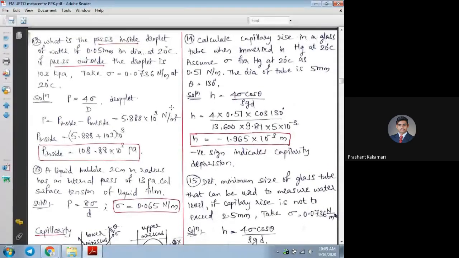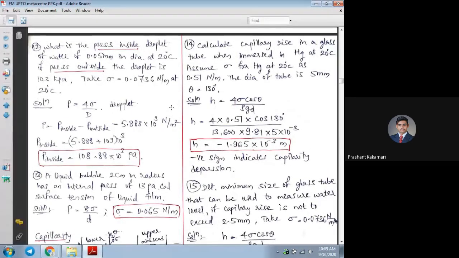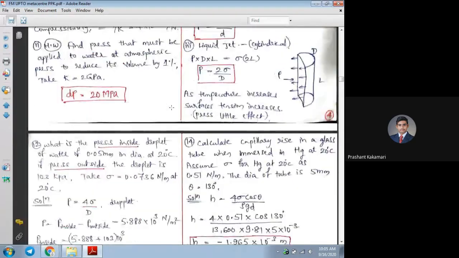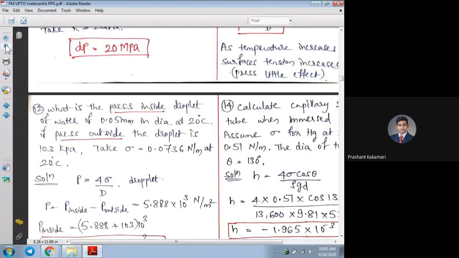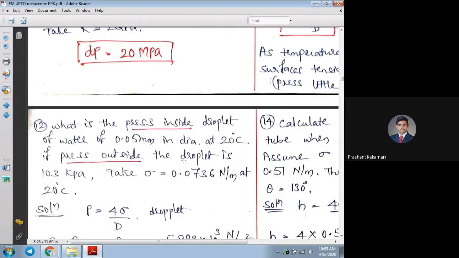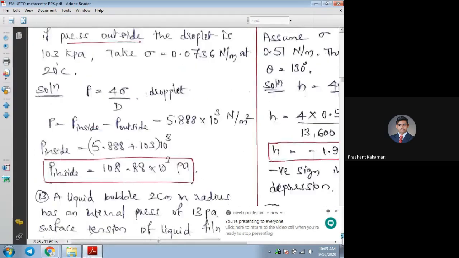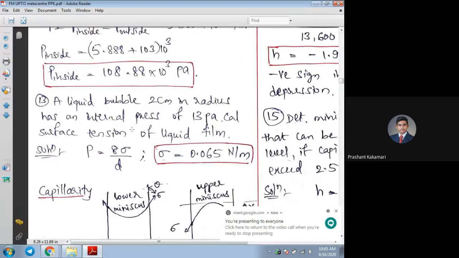Before going to that, I think we have one problem left. Can anyone reply? Was this problem solved in the last class? The pressure inside the droplet of water of 0.05 mm in diameter. Is this problem solved? Okay. Next problem. Okay, you solve this and check.